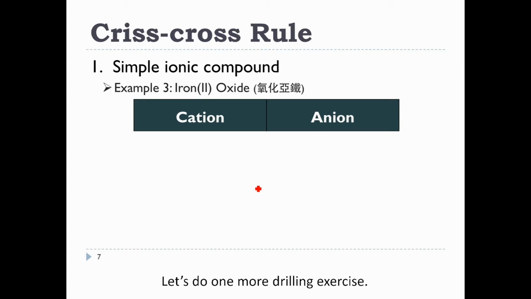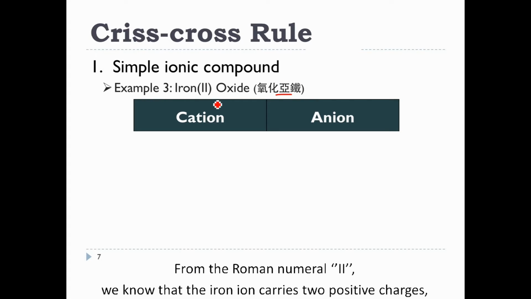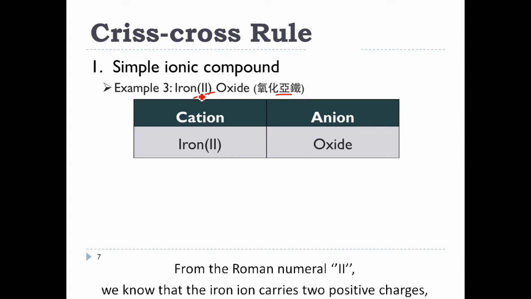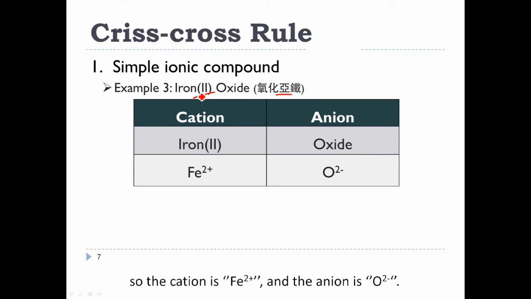Let's do one more drilling exercise. This time we get the name iron(II) oxide. From the Roman numeral 2, we know that the ion carries 2 positive charges. So the cation is Fe2+, and the anion is O2-.